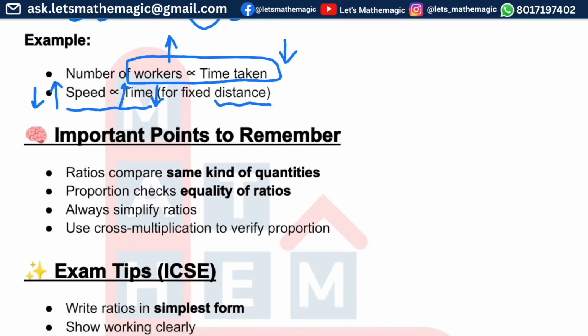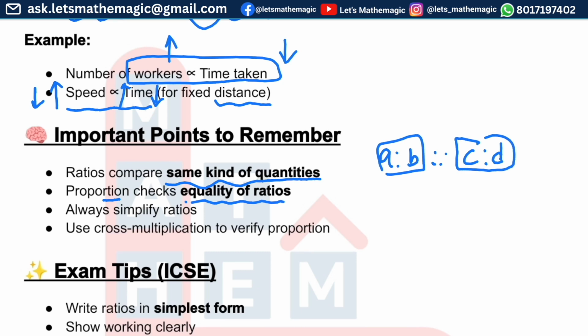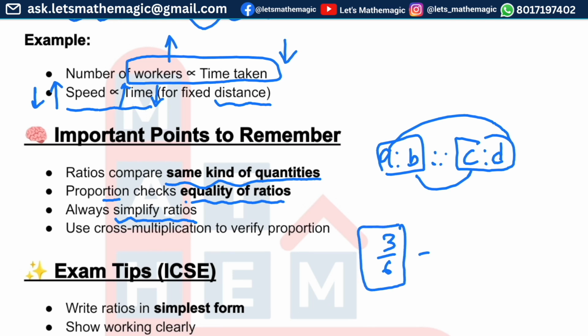Which points you need to remember: ratio compares the same kind of quantities, as I have told you earlier. Proportion checks the equality of the ratios. That is the actual sense of proportion. When there are two ratios, suppose A is to B and C is to D, they are in proportion only when these two are the same or equivalent ratios, or you can apply the formula A into D equals B into C. And always simplify the ratio. Any answer, we always need to simplify it. Any answer coming as 3 by 6, don't keep it like this, please write 1 by 2.